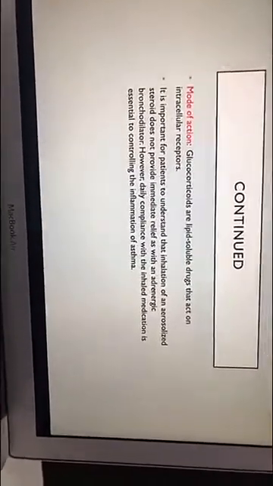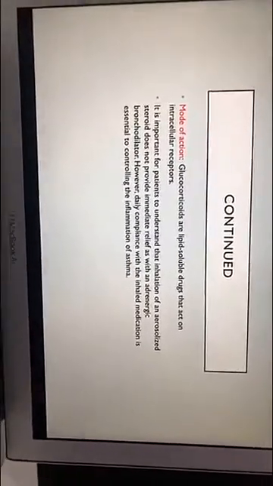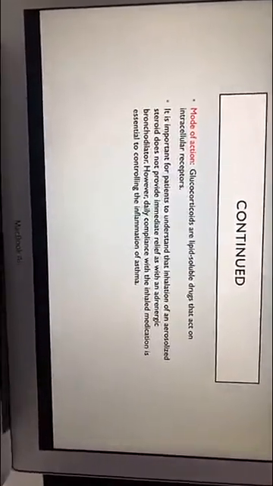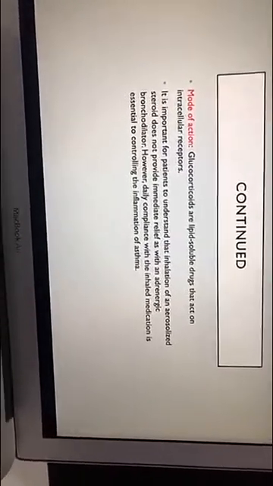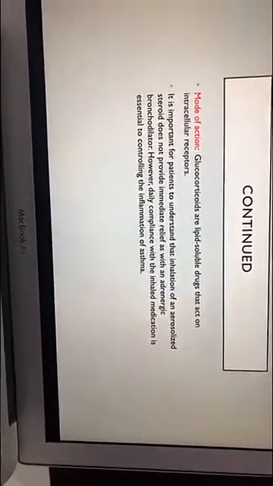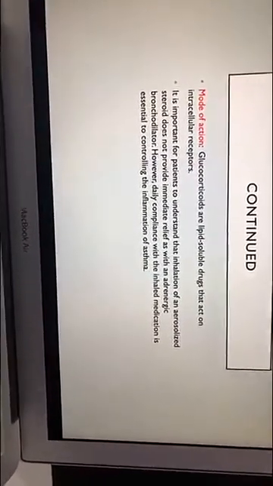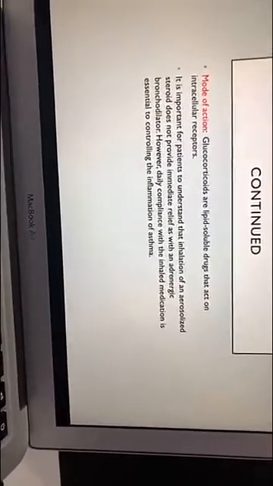Glucocorticosteroids, mode of action: they are lipid-soluble drugs that act on intracellular receptors. Here is an important point: patients need to understand that inhalation of an aerosolized steroid does not provide immediate relief as with an adrenergic bronchodilator. However, daily compliance with inhaled medication is essential to controlling the inflammation of asthma.